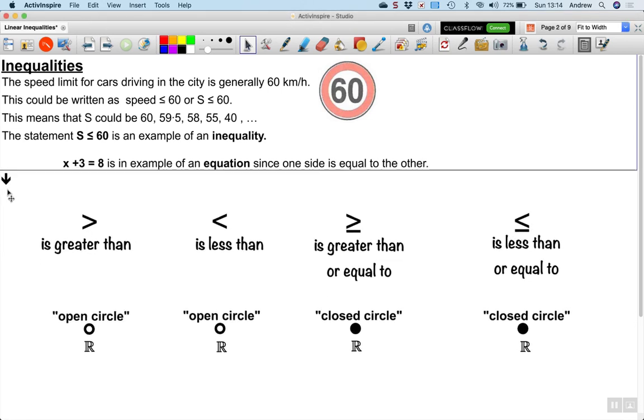So here we've got x plus 3 equals 8. What's this? This is an equation. How do I know it's an equation? Because the left-hand side is equal to the right-hand side.